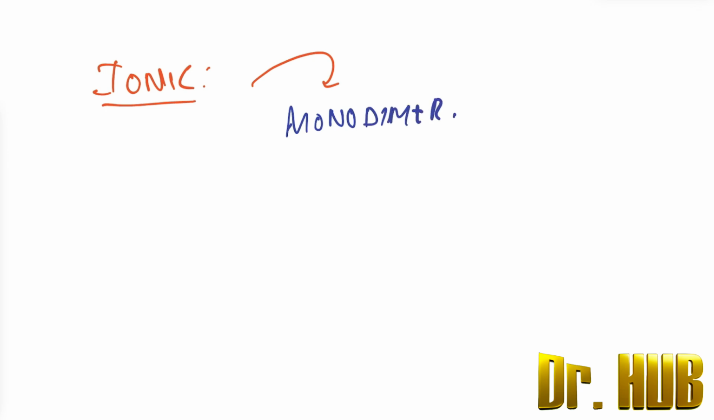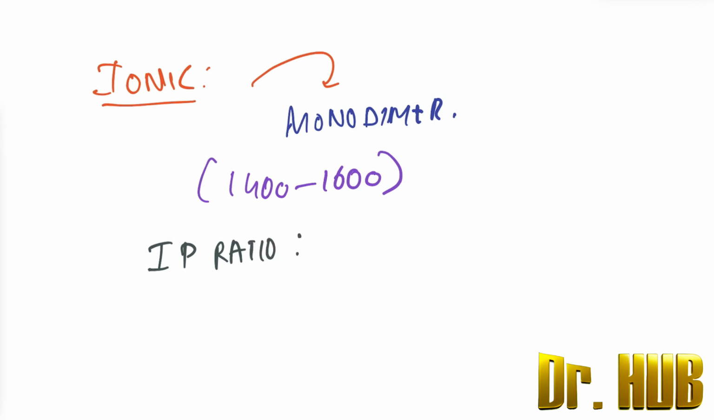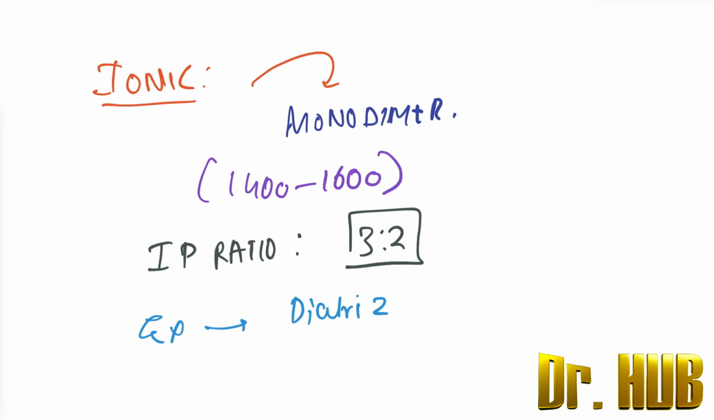For the ionic monomer, the osmolarity is 1400 to 1600, and it is not preferred due to the high osmolarity. Next we look at the iodine particle ratio, the IP ratio. This is in the ratio 2:1. What are the examples of this? The examples are diatrizoate as well as iothalamate. So these are the examples of the ionic monomer.